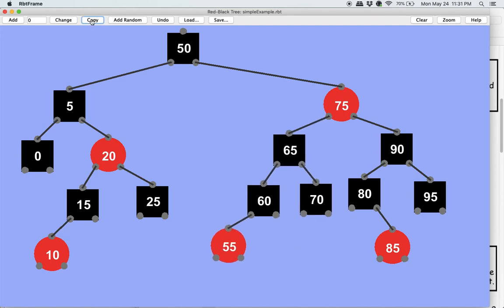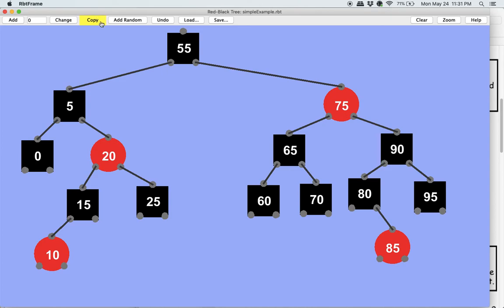For the next one, I want to delete the 50. Well, 50 has got two children, so I go to the right once, left as far as possible, and find the 55. 55 gets copied up into that location. And in this case, I now need to delete the 55 that's down here. It's a red leaf, so it's very easy. I simply delete it.